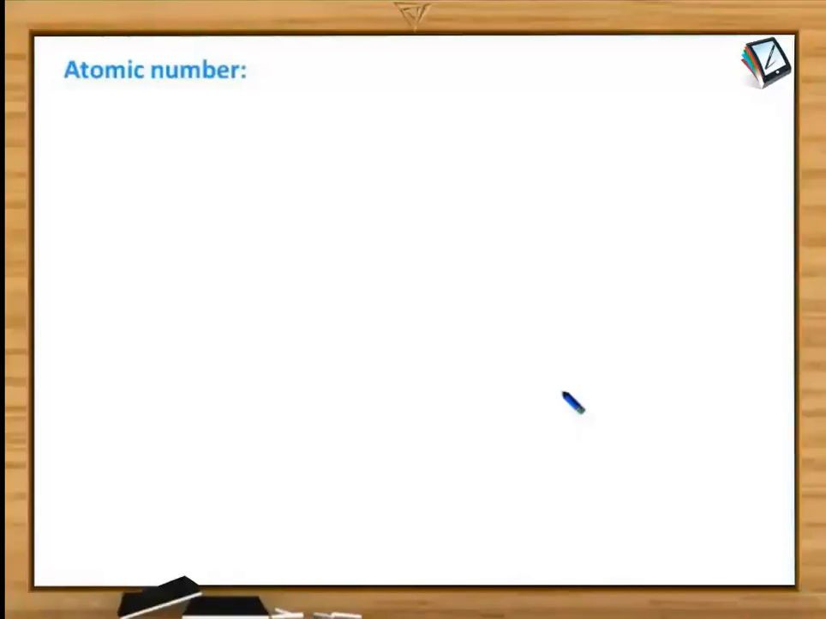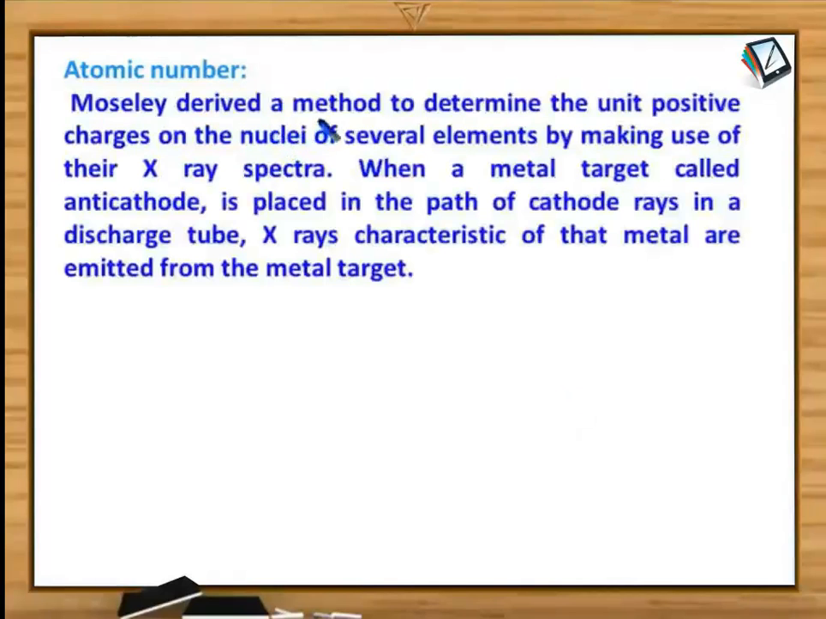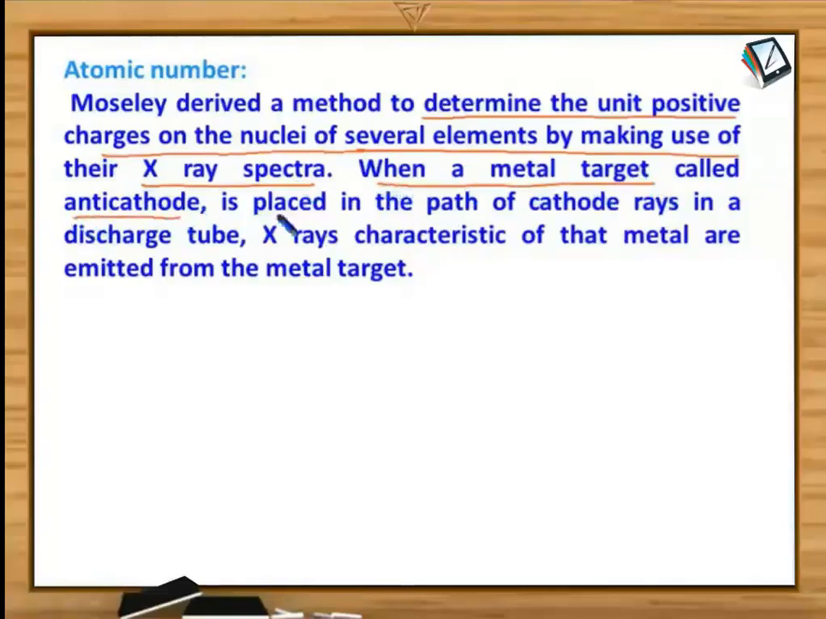Let's understand the term atomic number. Moseley derived a method to determine the unit positive charges on the nuclei of several elements by making use of their X-ray spectra. What he had done: when a metal target called an anticathode was placed in the path of the cathode rays in a discharge tube, X-rays characteristic of that metal were emitted from the metal target.